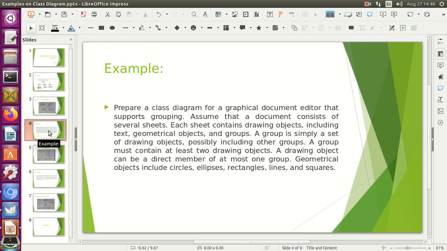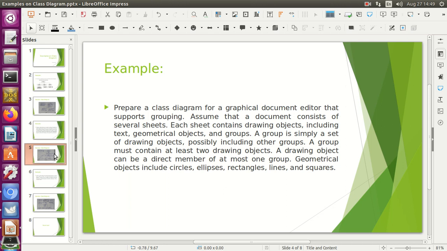So the next example is: prepare a class diagram for a graphical document editor that supports grouping. Assume that a document consists of several sheets. Each sheet contains drawing objects including text, geometrical objects and groups. A group is simply a set of drawing objects, possibly including other groups. A group must contain at least two drawing objects. A drawing object can be a direct member of at most one group, and geometrical objects include circle, ellipse, rectangle, lines and square. So based on these descriptions you have to draw the class diagram.